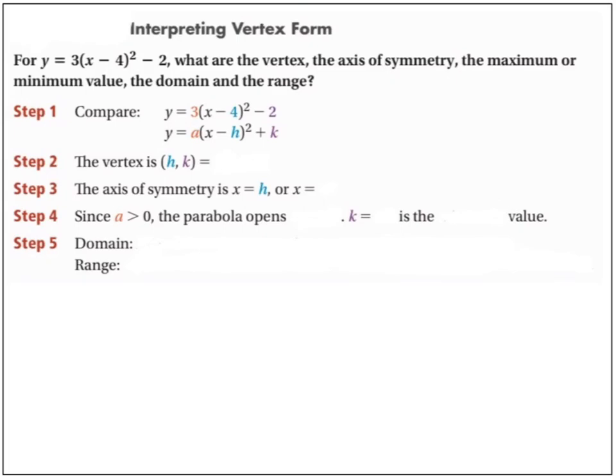Here we're asked to interpret vertex form. So they've given us the equation y equals 3 times the quantity x minus 4 squared minus 2. They want to know what are the vertex, the axis of symmetry, the max or min value, and the domain and range.